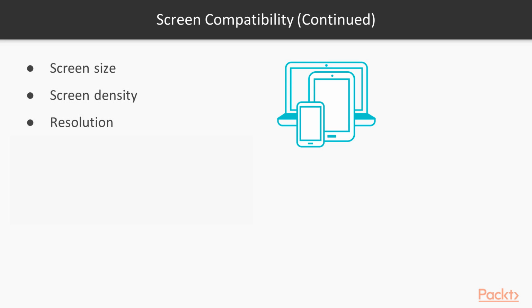Then we have the resolution, the total number of physical pixels on a screen. And lastly, density-independent pixels, or DP, a virtual pixel unit that you should use when defining UI layouts. I'm sure you are familiar with it, but to express layout dimensions or positions in a density-independent way, we use DP.